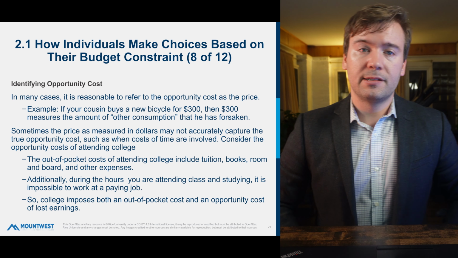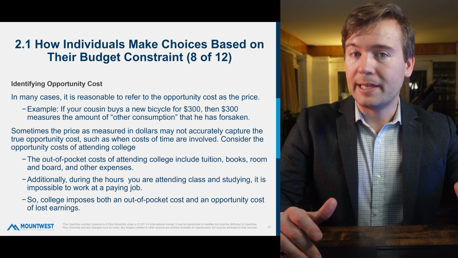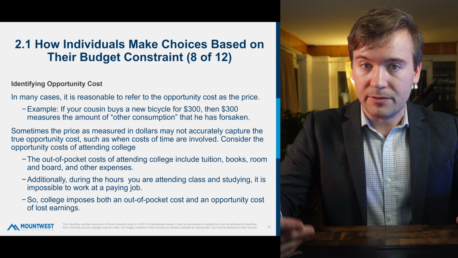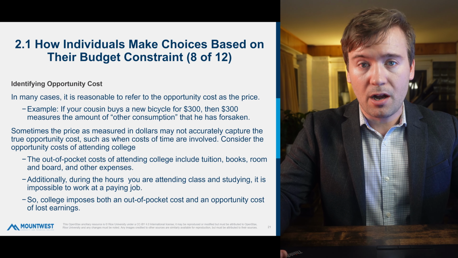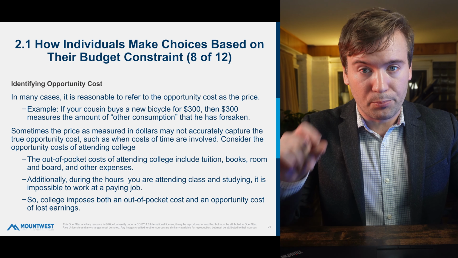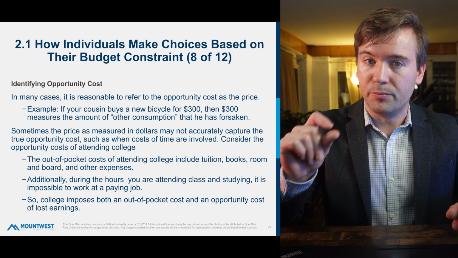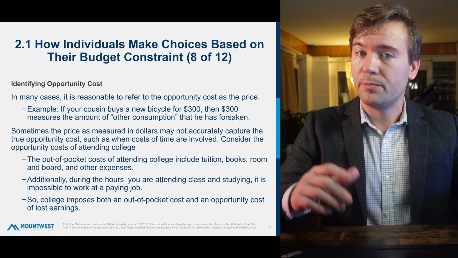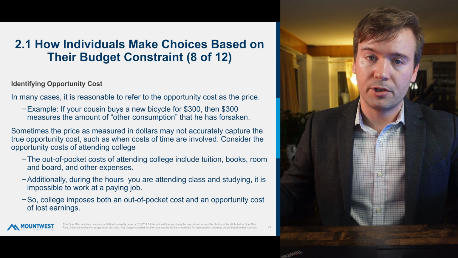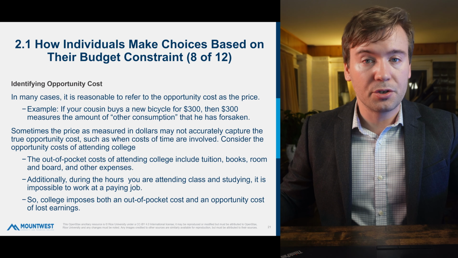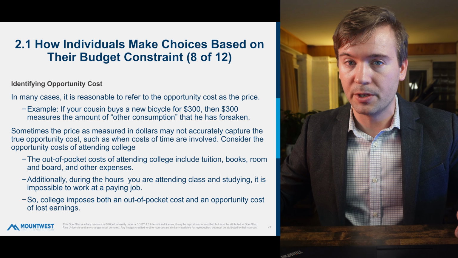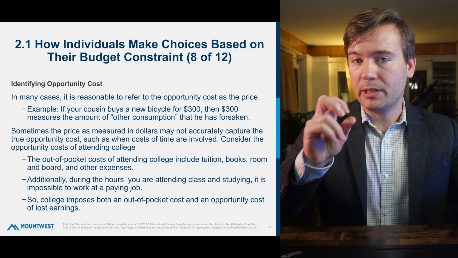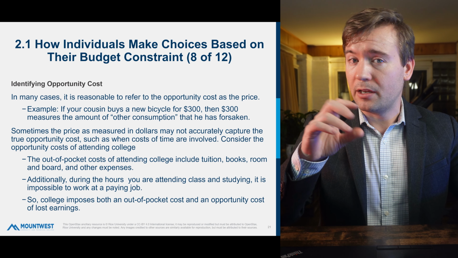But sometimes the price, as measured in dollars, might not accurately capture the true opportunity cost, such as when there are time costs involved. So, for instance, the opportunity cost of attending college includes not just the price tag of tuition and the price tag of books and the price tag of room and board, but it also might include the lost earnings from not working at a paying job while you're going to college. And so that's an additional opportunity cost because of your time commitment. So the price that we pay is only one part of the total opportunity cost. We really need to account for all of the potential costs of any decision.